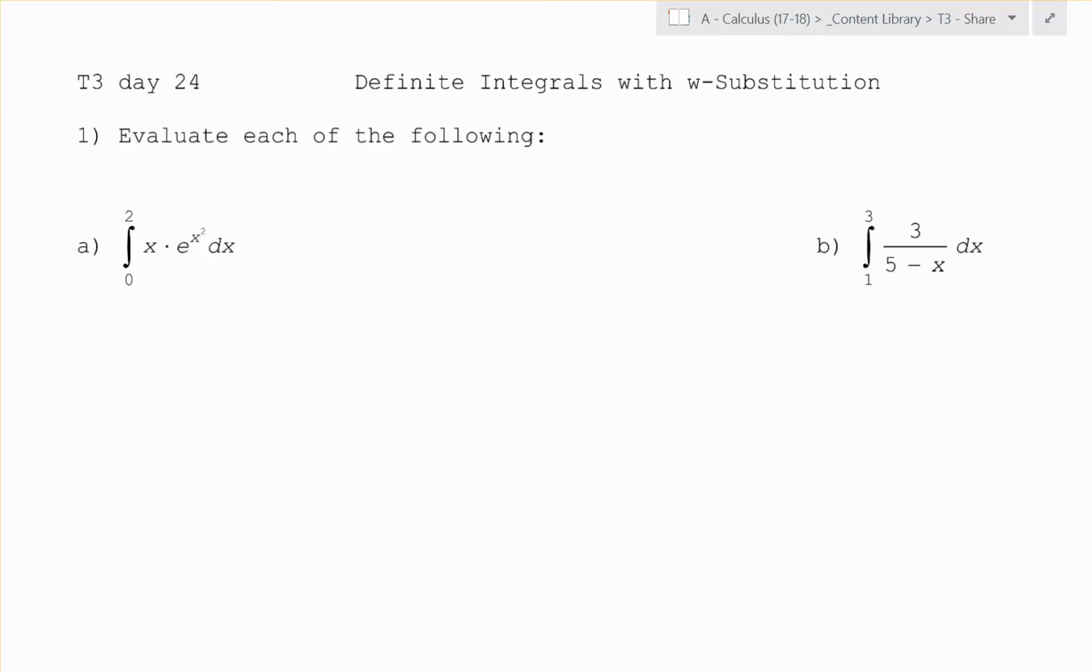Today we're going to continue our discussion of definite integrals with w substitution. Remember, good candidates are functions where you have a difference in power of 1. So there's a power of 2 there and a power of 1 on the front. So this is a good candidate.